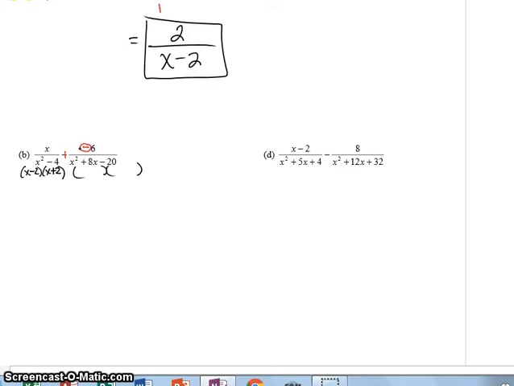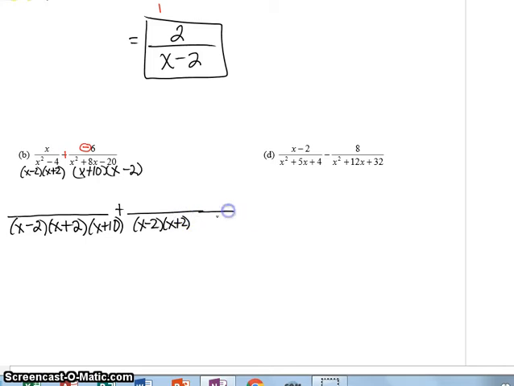x plus 10, x minus 2. Because that would multiply to negative 20, but then add to positive 8. So again, you want one of everything. So I want x plus 2 and x minus 2. And then this one has the x minus 2. It's missing the x plus 10. So my common denominator is x minus 2, x plus 2, and x plus 10.